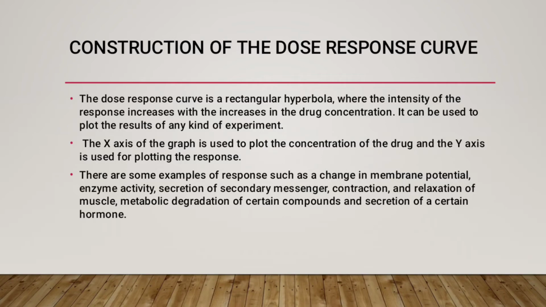We can speak about the concentration of the dose response curve. The dose response curve is a rectangular hyperbola where the intensity of a response increases with the increase in the drug concentration. It can be used to plot the result of any kind of experiment. The x-axis of the graph is used to plot the concentration of the drug, and the y-axis is used for plotting the response. There are some examples of response such as change in the membrane potential, enzyme activity, secretion of the secondary messenger, contraction and relaxation of the muscle, metabolic degradation of certain compounds, and the secretion of certain hormones.